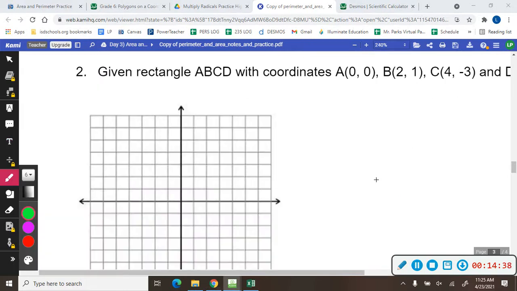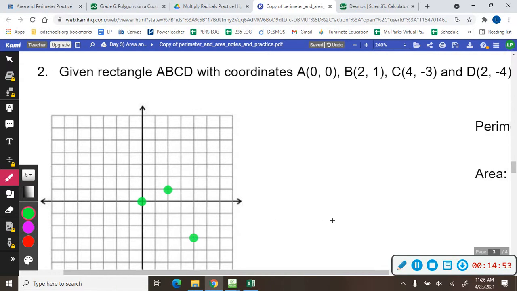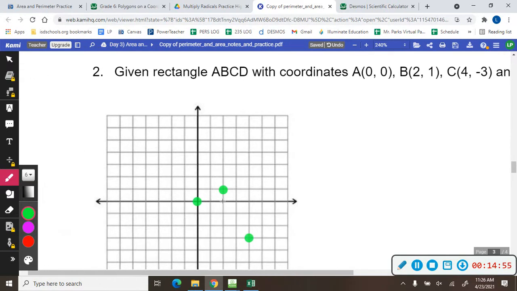So given a rectangle, another rectangle problem, with A at 0, 0, that's the origin, B at 2, 1, C at 4, negative 3, and D at 2, negative 4.